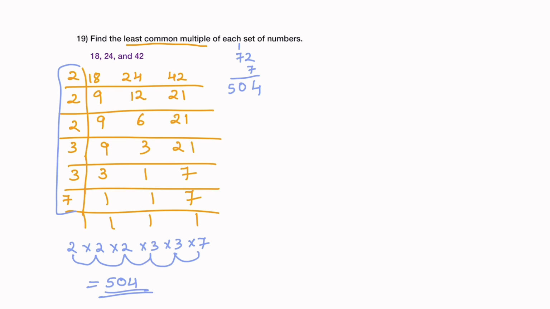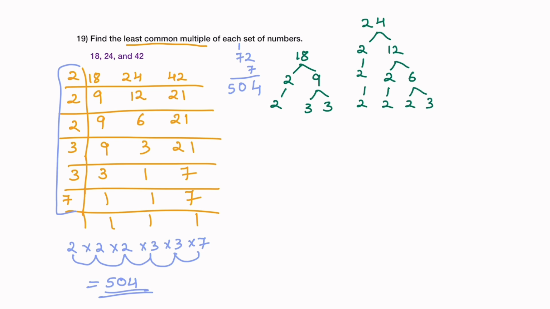Let's go for the next method. Let's try another method so that you get practice of all the methods here. So we say 18, factorize it, 2 times 9, 2 as it is, and this becomes 3 and 3. Then we have 24. So that's 2 times 12, 2 as it is. This is 2 times 6. This 2 is down, this 2 comes down, and 6 is 2 times 3. Right? And 42. That's 2 times 21, 2 down, and 21 is 3 times 7.